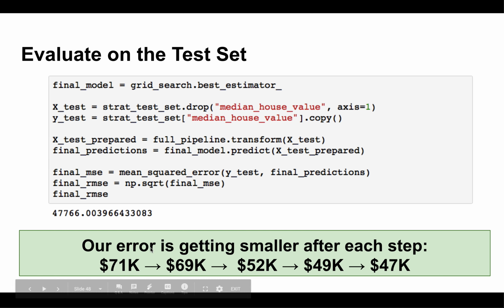So yeah, you get the error getting smaller after each step, so you might feel pretty good about yourself. You'll be able to get the error RMSE down from 71K down to 69K through each step, so it goes down to 47,000, which is great.